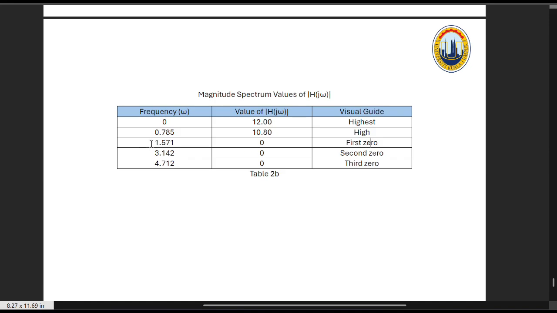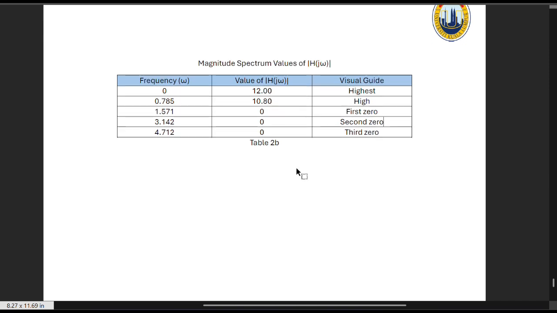And then the third one, for the frequency 1.571, the value is 0, and this is our first 0. At the frequency 3.142, the value is 0 also, and this is our second 0. And for the third one, 4.712, the value of H(jω) equals 0, and this is our third 0.